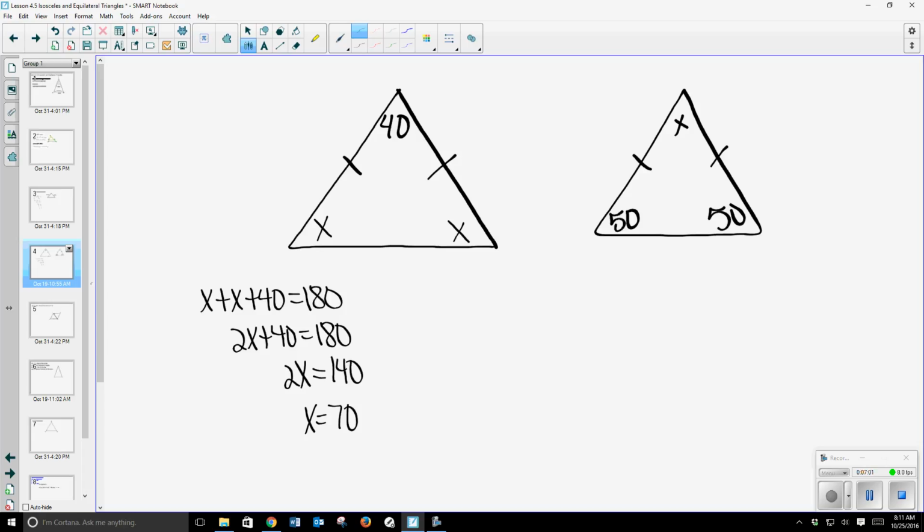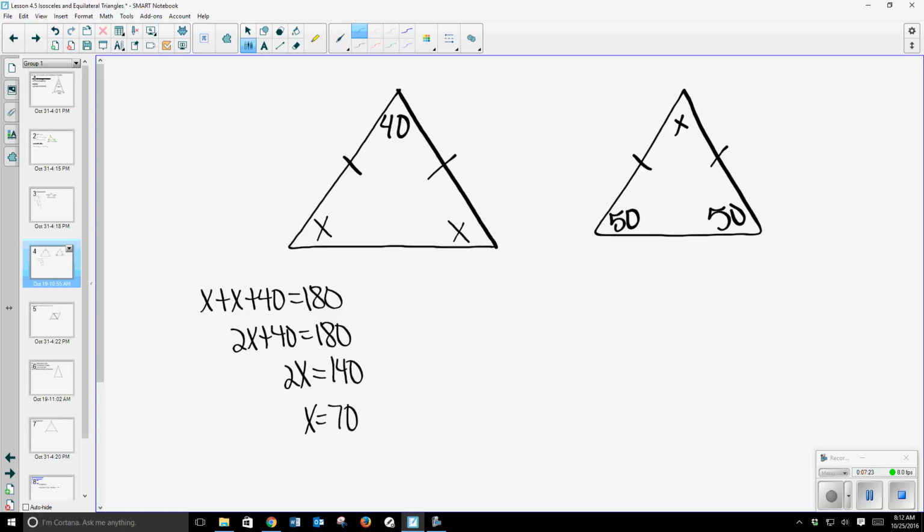So quickly, if it's this simple, you can subtract 40 from 180, and you get 140, and divide that by 2. Because you're splitting up. When you subtract 40 and get 140, that means two angles that measure the same have to equal 140, so you would divide it by 2 and get 70.